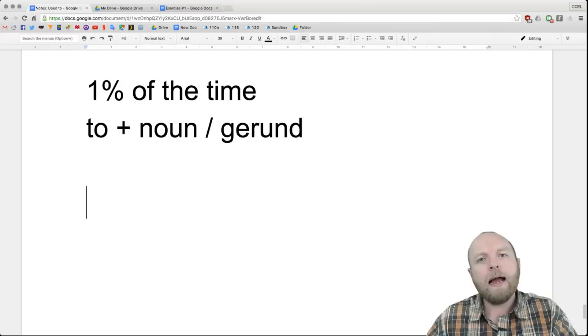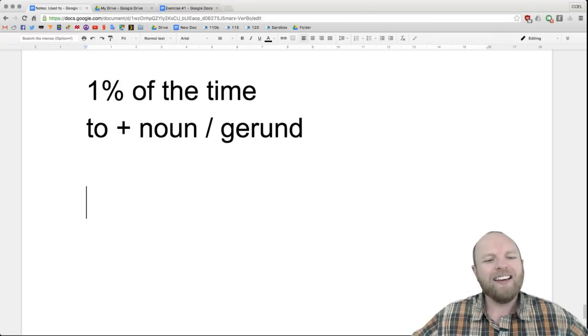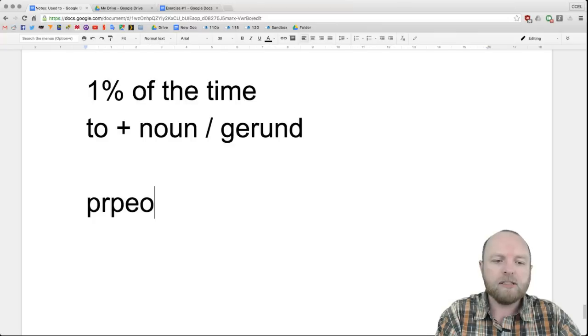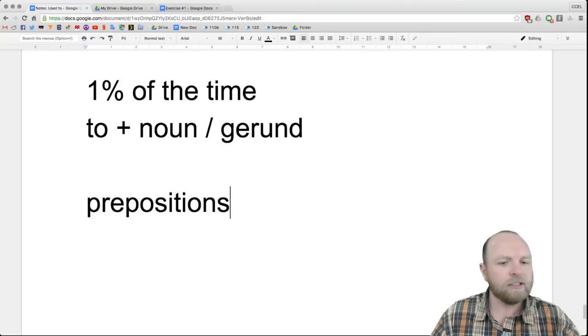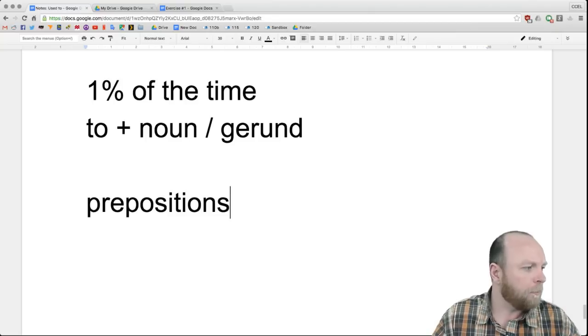Okay, in the chat, very quickly, give me examples of prepositions. Prepositions. Okay, give me some examples of prepositions. We'll get some questions here. Actually, before we talk about prepositions, got some questions here.